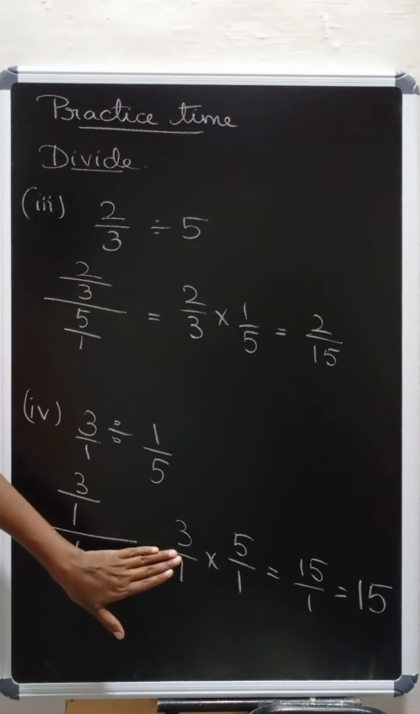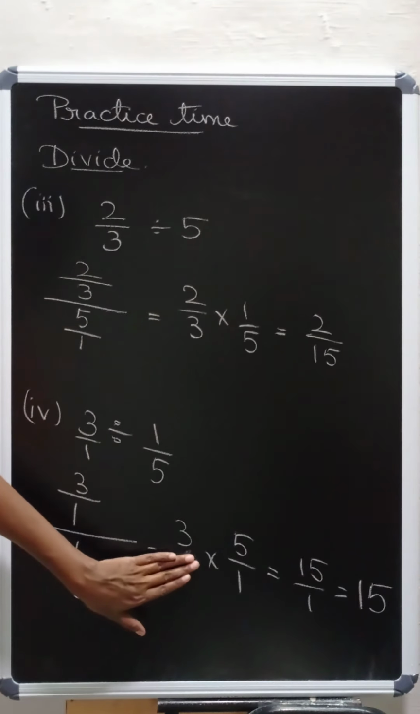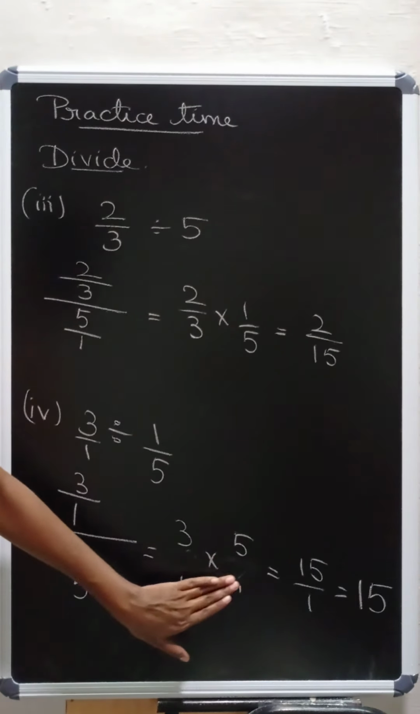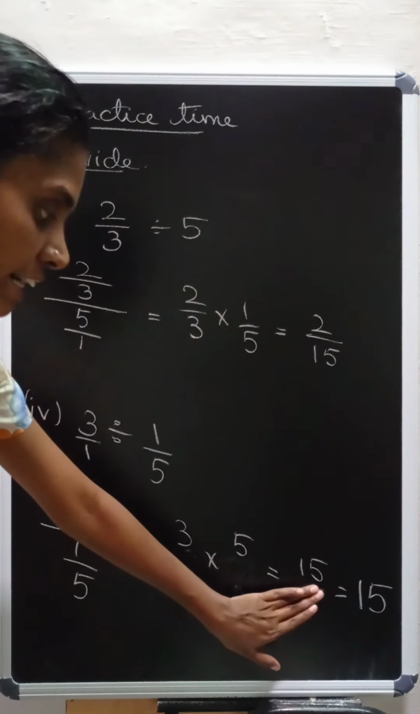So this you can take as 3 divided by 1 is nothing but 3, and 5 divided by 1 is nothing but 5. So 3 5s are 15.